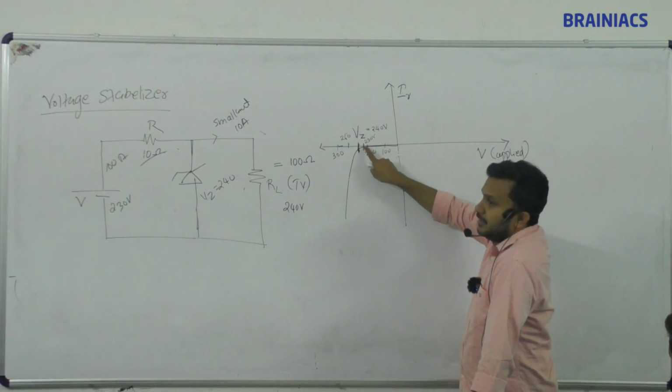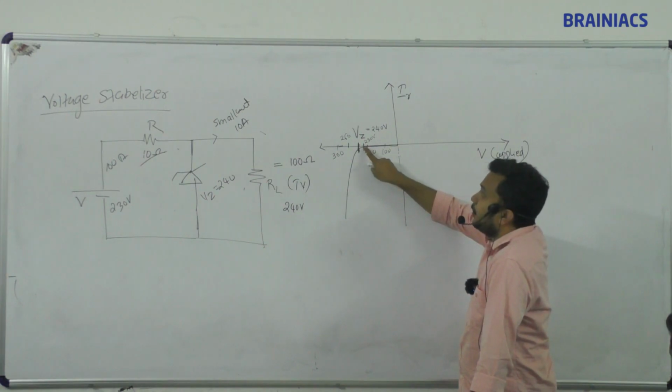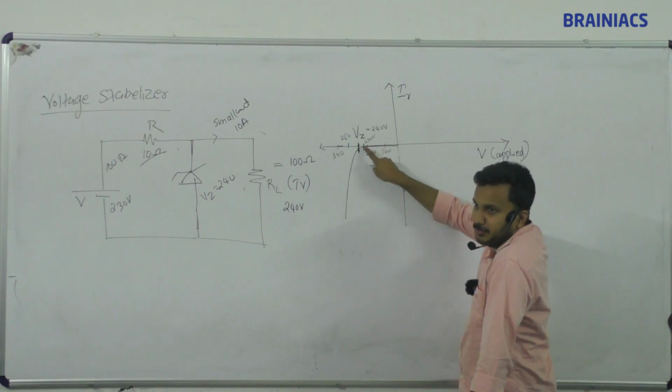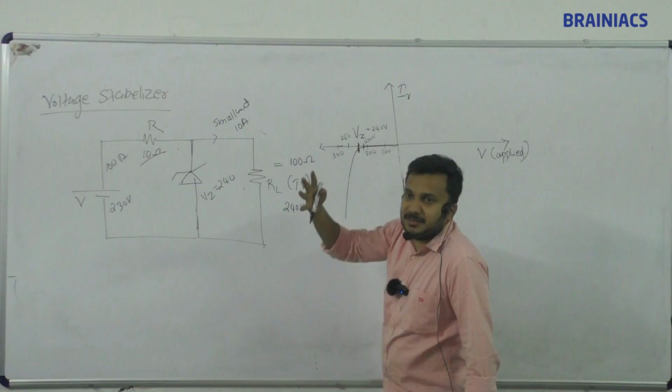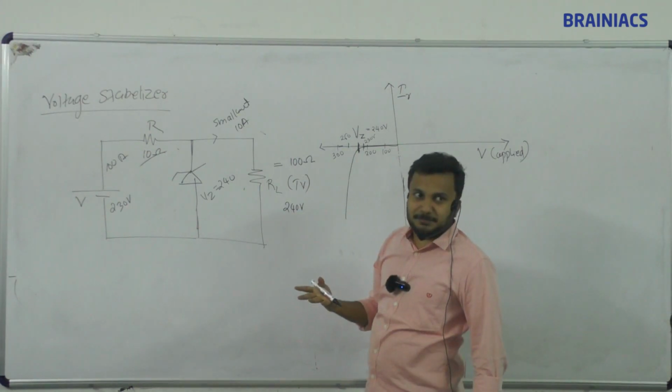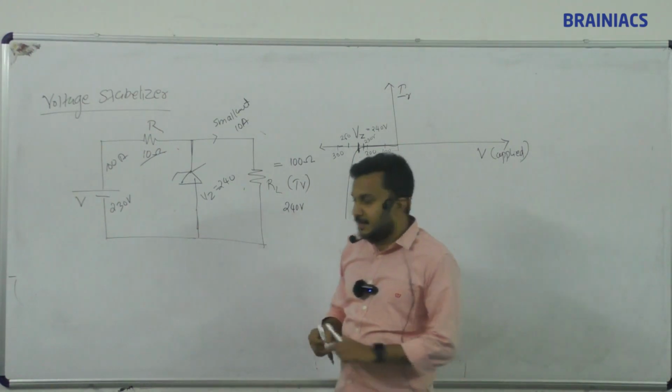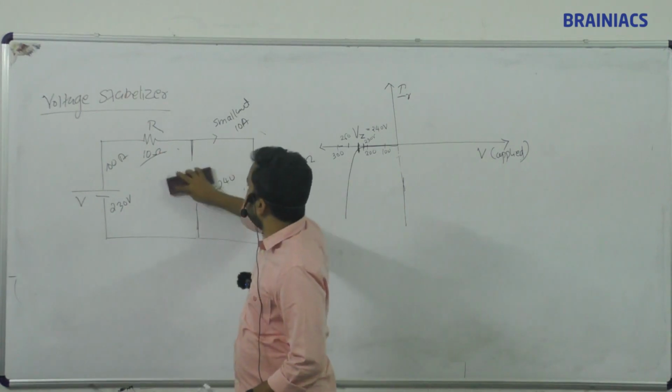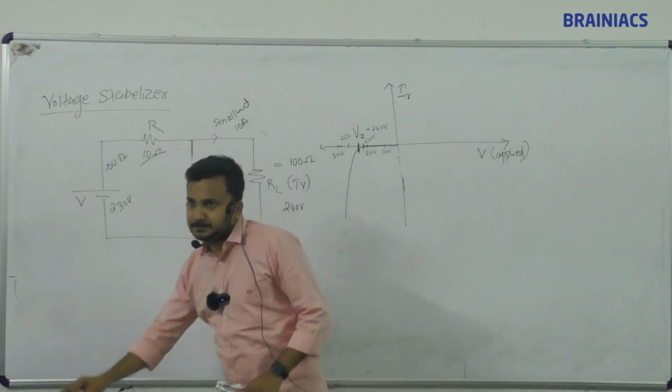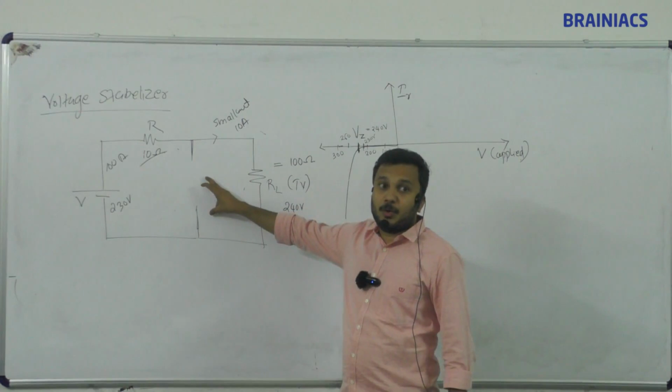See, at 230 volts we have a minority current, in the microampere range, only a small current. So the Zener is almost in what condition? Reverse bias condition, infinite resistance. Infinite resistance means the diode will act as an open circuit.